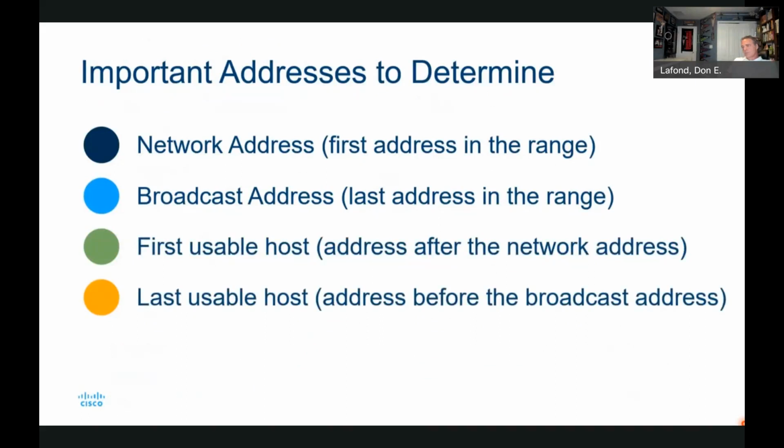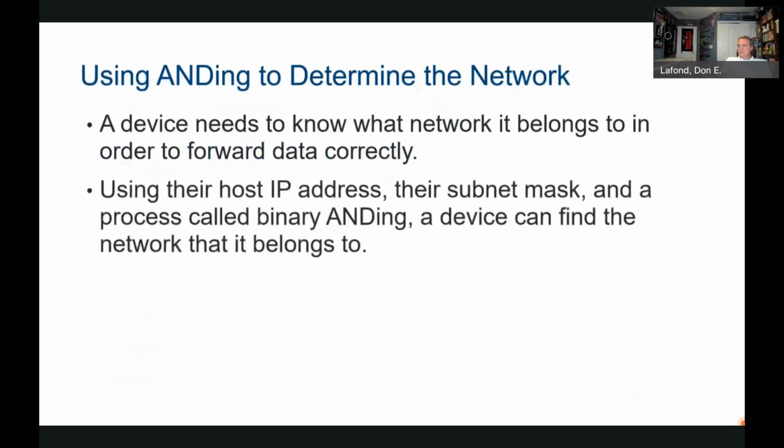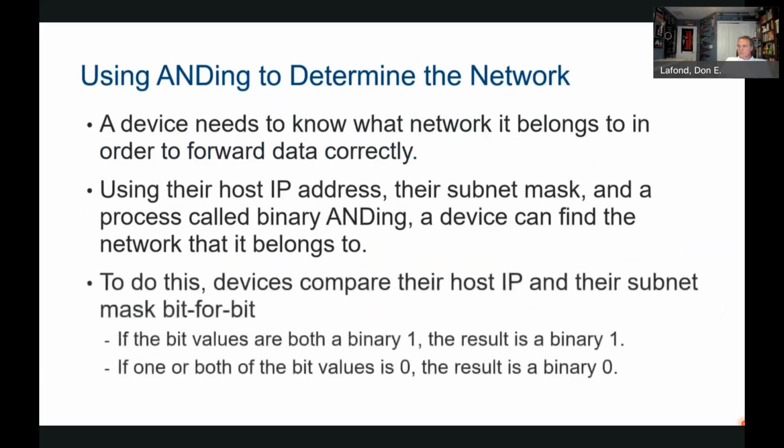Let's take a look at how these addresses are determined. In order to forward data, a device needs to know what network it's on. Using their host IP address, their subnet mask, and a process called binary ANDing, a device can find what's referred to as the network address. This address represents the network to which the host belongs and will be slightly different than its host IP. To do this, the device compares their host IP and their subnet mask bit for bit. If the bit values are both a binary 1, the result is a binary 1. If one or both of the bit values is 0, the result is a binary 0.